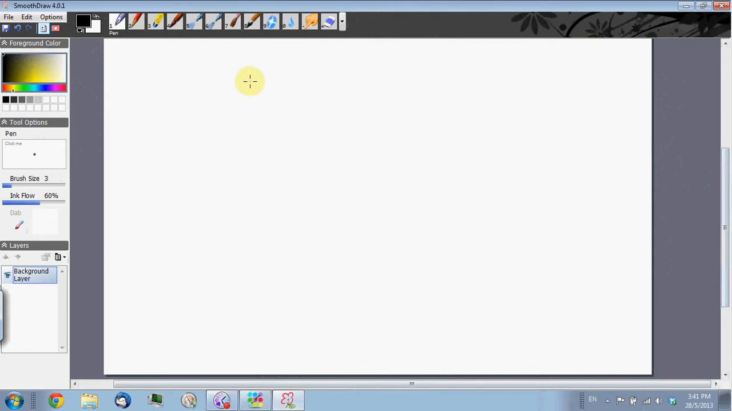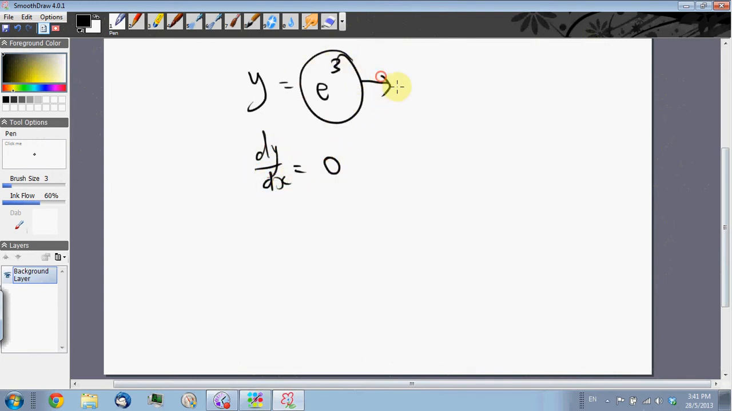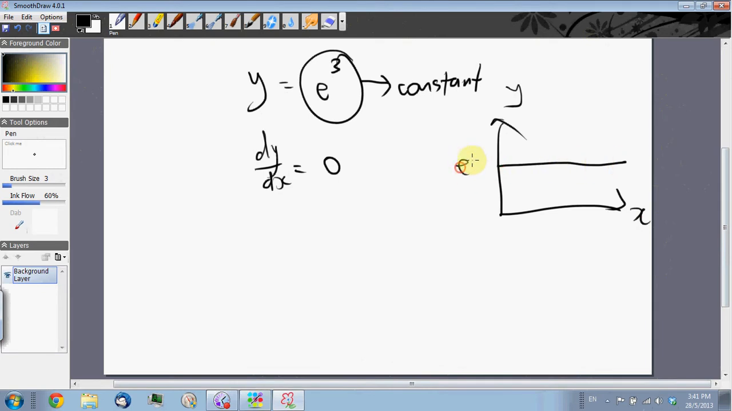Lastly, you have y equals e to the power something. If y equals e to the power 3, your dy/dx is 0, because it's a constant, correct? Remember, constant means if I draw the graph, with y and x, and this is e to the power 3, it's always like that. Y is always e to the power 3, doesn't matter what x is.